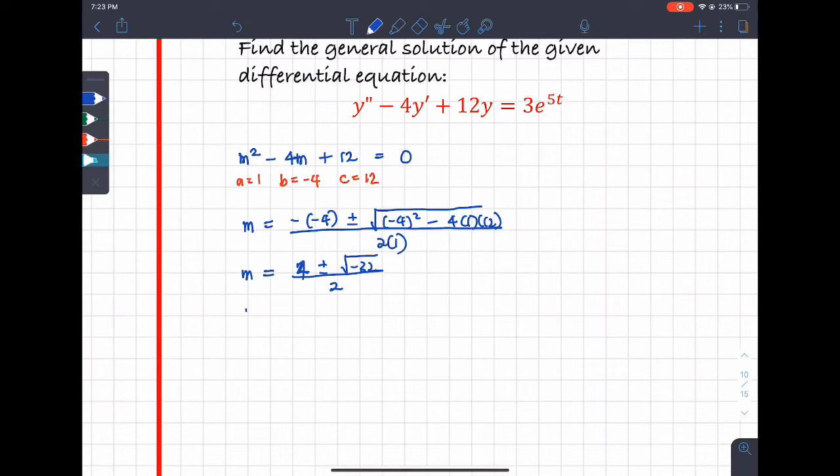So m would be equal to the square root of negative 32. The square root of 32 is the same as 4 square root of 2. So 4 plus and minus 4 square root of 2 times i, divided by 2. So finally, m would be 2 plus and minus 2 square root of 2 i. So our alpha would be 2, then our beta would be 2 square root of 2.